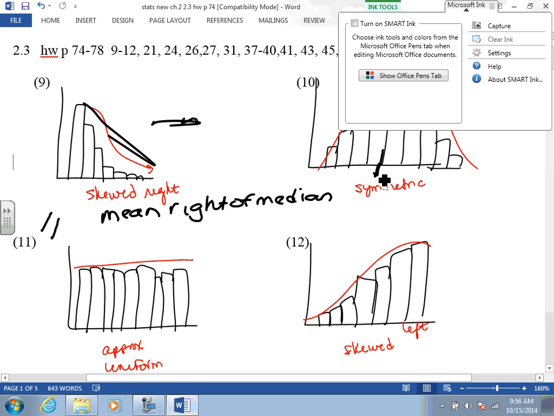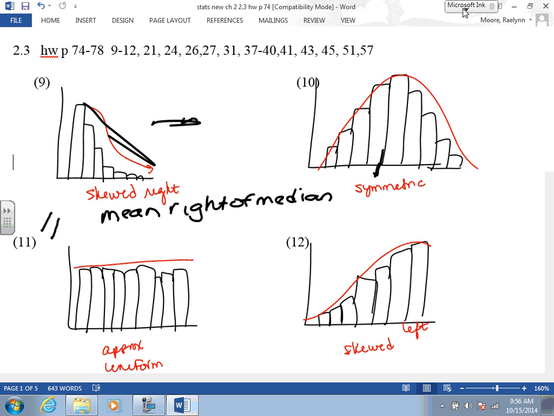How do I get rid of this thing? Click the arrow. Wait till the Microsoft name. Thank you. Good teamwork.